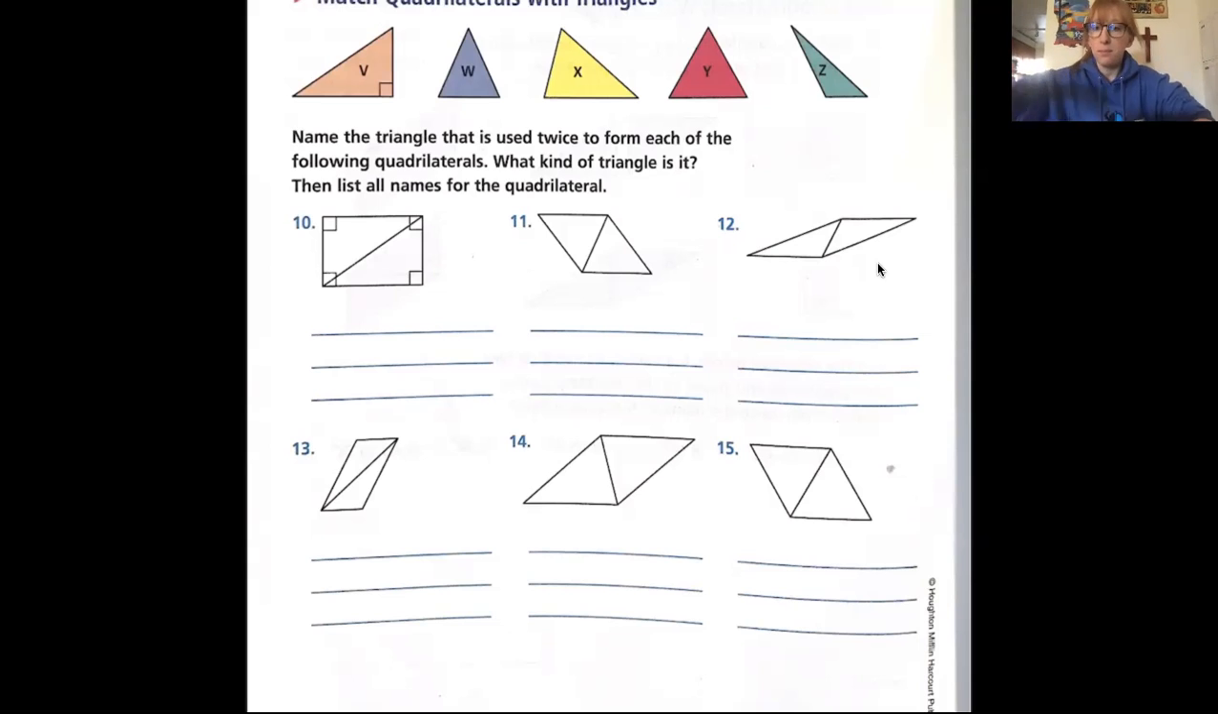If we look at number 10, okay, 10 through 15, we're taking the angle measures that were given, right? And we want to look at attributes that are in the angle measures of our quadrilateral and of our triangles and determine what shape we're making here.